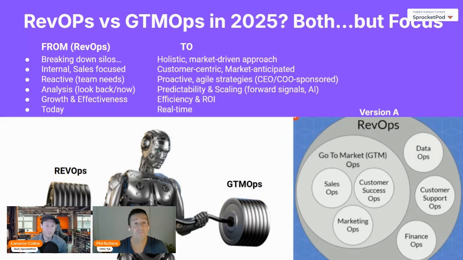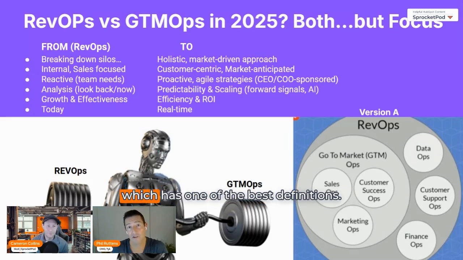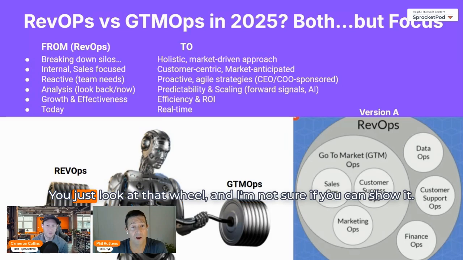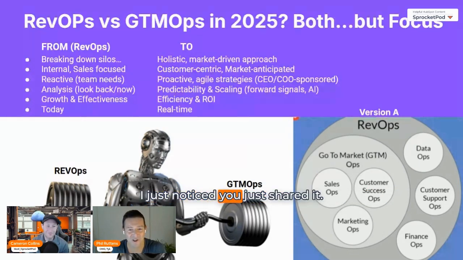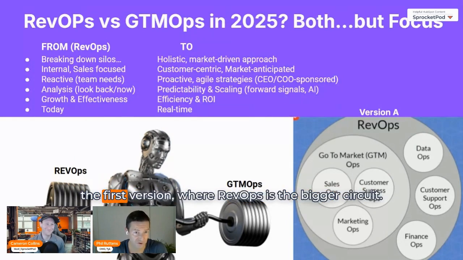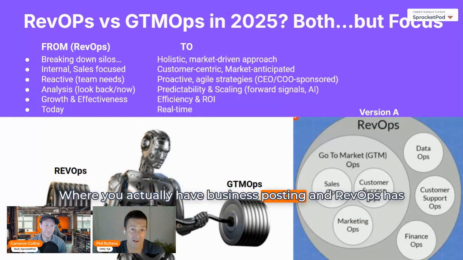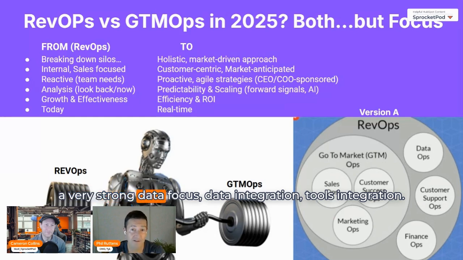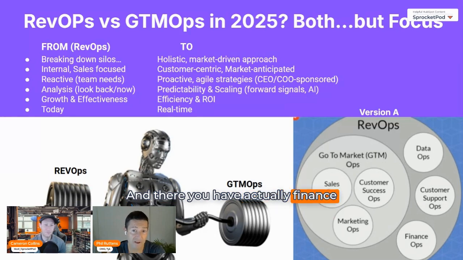GTM Ops, if you look, for example, at GTM Partners, which has one of the best definitions, you just look at that wheel, and I'm not sure if we can show it. Yeah, thank you. Just noticed you just shared it. So that was what I was talking about in terms of the first version, where RevOps is the bigger circle, where you actually have business ops there. And RevOps has very strong data focus, data integration, tools integration. And there you have actually finance, while go-to-market is a subset.